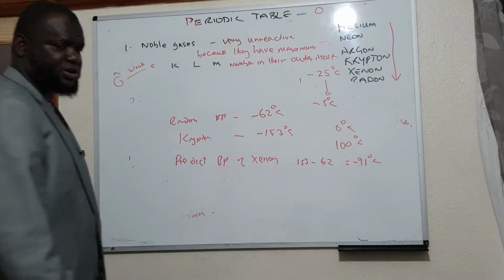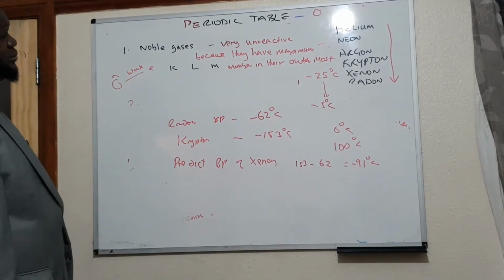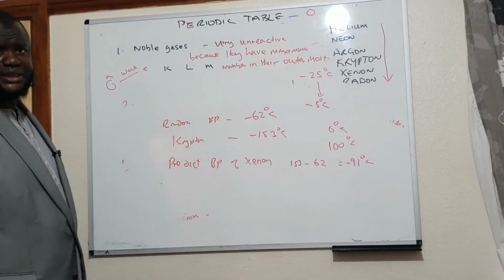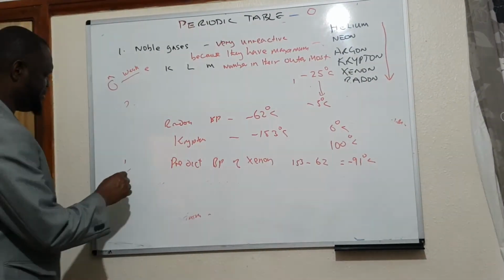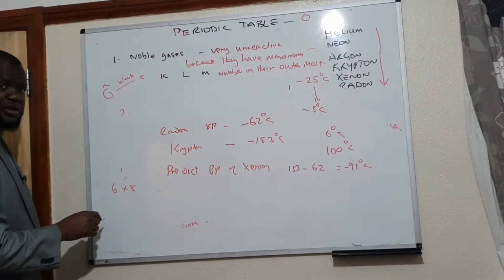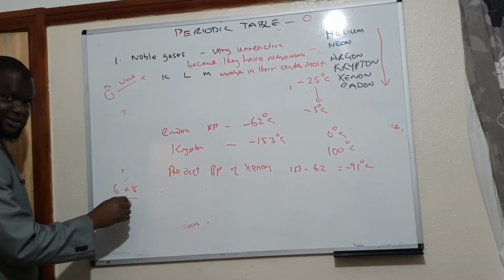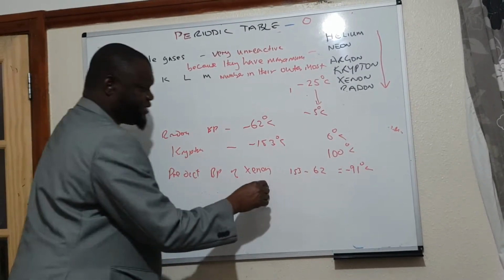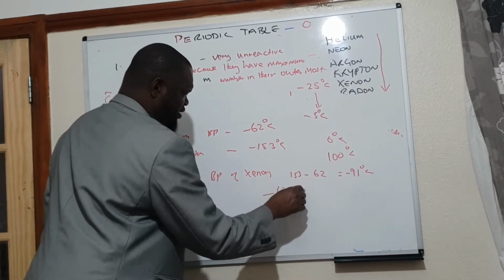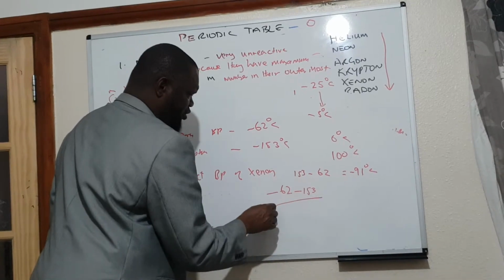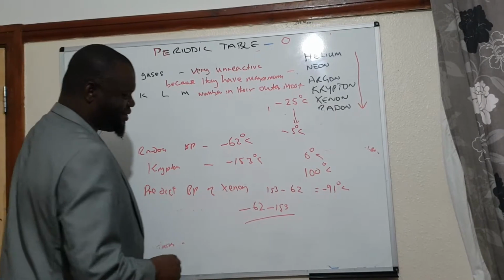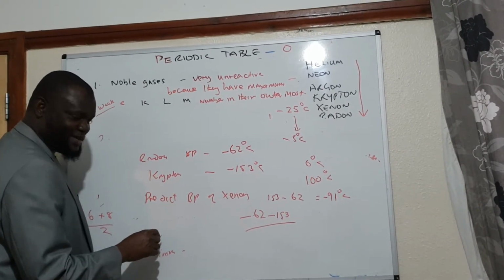Yes, that's a good idea. What's another idea? In between the two. If you say what is the number between 6 and 8, what would you say? 7, yes, half. That's what I want to hear. It's going to be the average of the two. Minus 153, you remember our minus will be minus, yes.